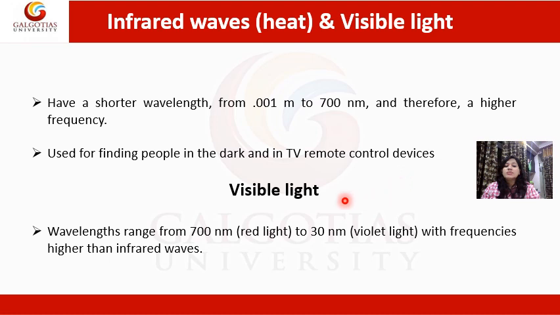Now we discuss visible light. Wavelength ranges from 700 nanometer, that is red light, to 30 nanometer, that is violet light, with frequency higher than the IR waves.